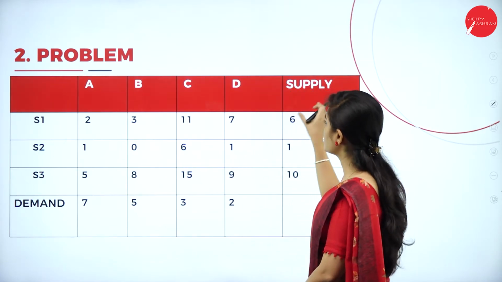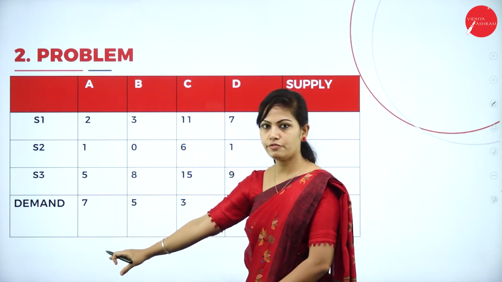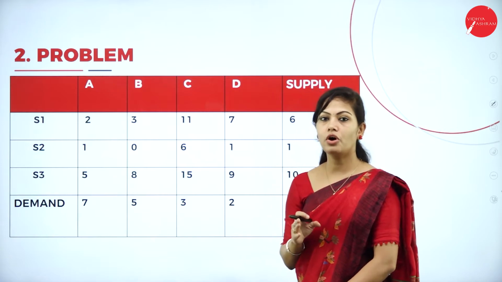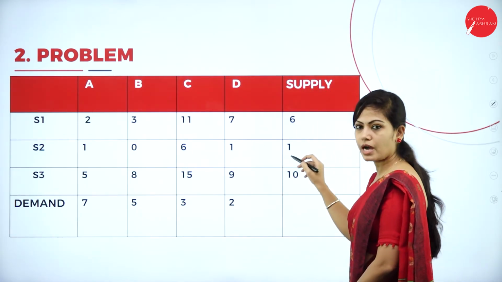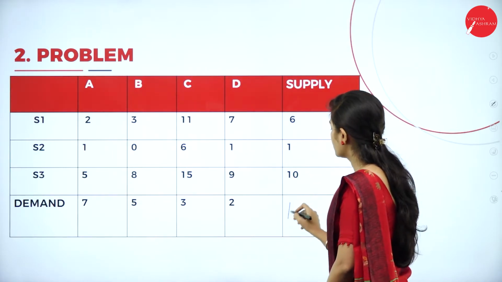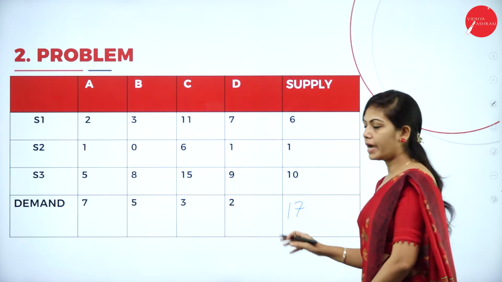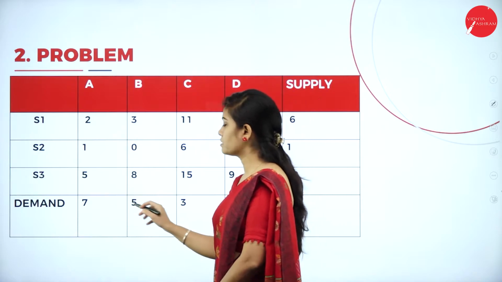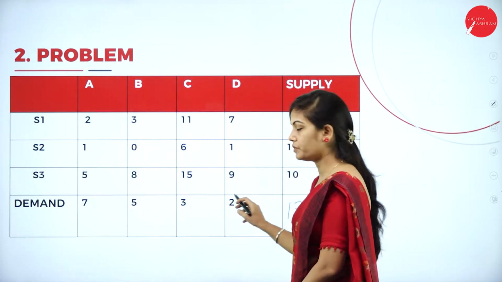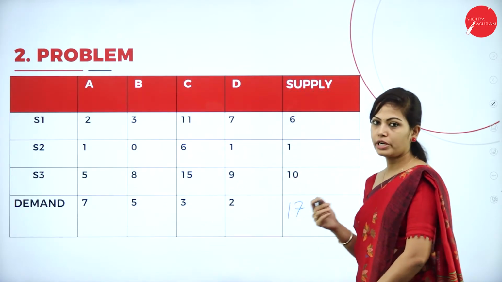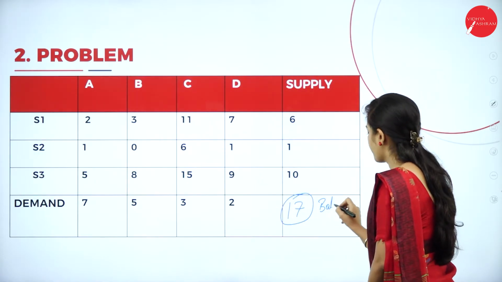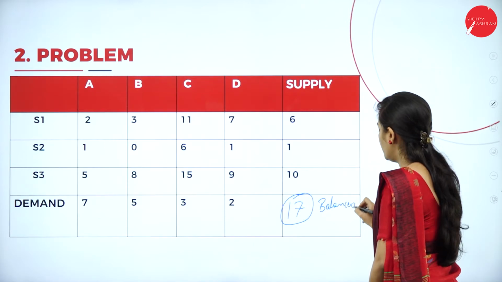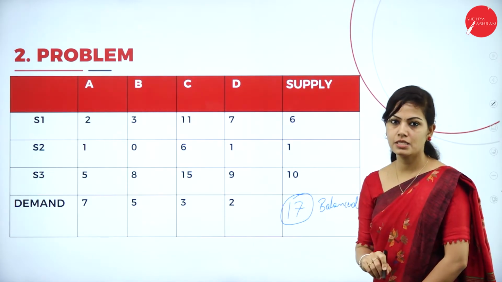You just observe this supply and demand first, whether it is balanced or not. Add all the supply values. 6 plus 1, 7. 7 plus 10 is 17. And add all the demand values. 7 plus 5 is 12. 12 plus 3, 15. 15 plus 2 is 17. So it is a balanced problem. Both the values are equal. It is called a balanced problem.